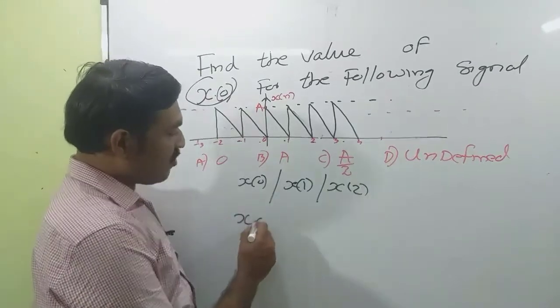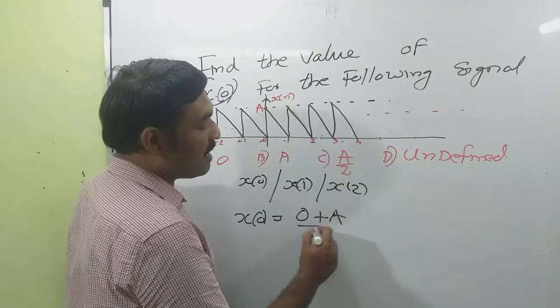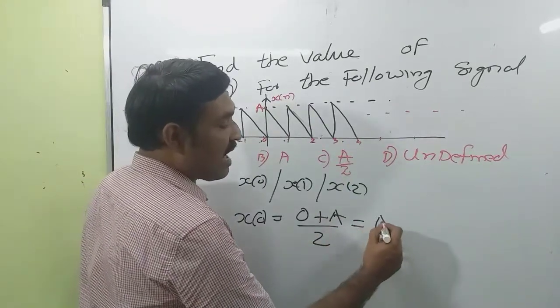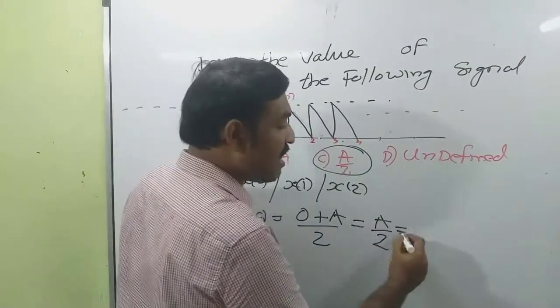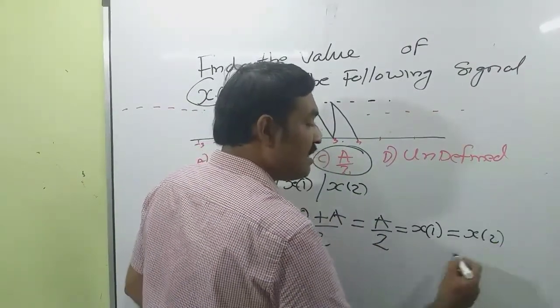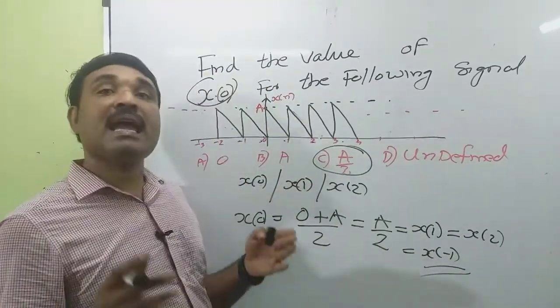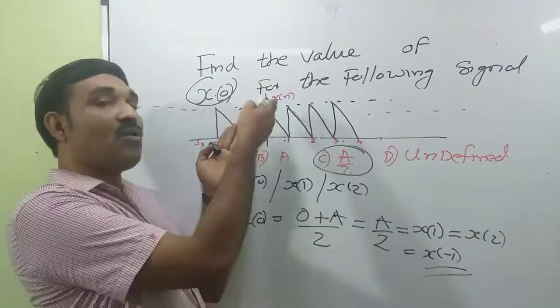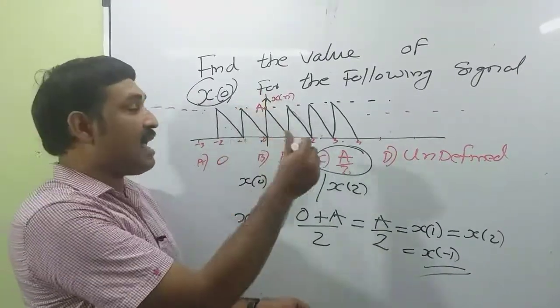That means x of 0 is equal to 0 plus a by 2, that is equal to a by 2. So option C is the correct answer. This is the same as x of 1, x of 2, x of minus 1 and so on. So for any integer value, the value of this signal is the average of 0 and a, that is a by 2.